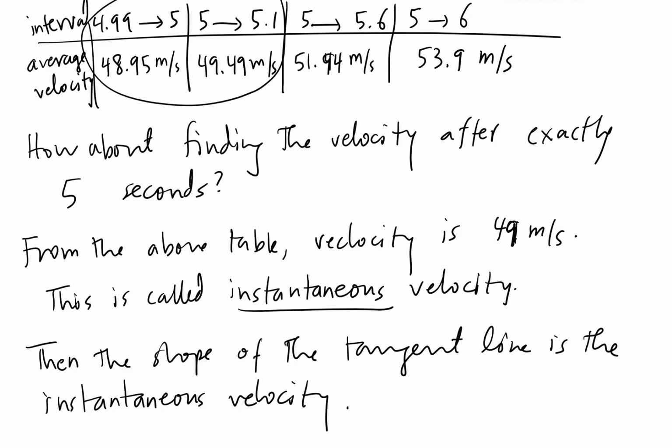So two things. One, the slope of the secant line is the average velocity. The slope of the tangent line is the instantaneous velocity, because you're calculating it exactly at that instant, when t equals 5 seconds. That's what we call instantaneous velocity. Any questions about this?